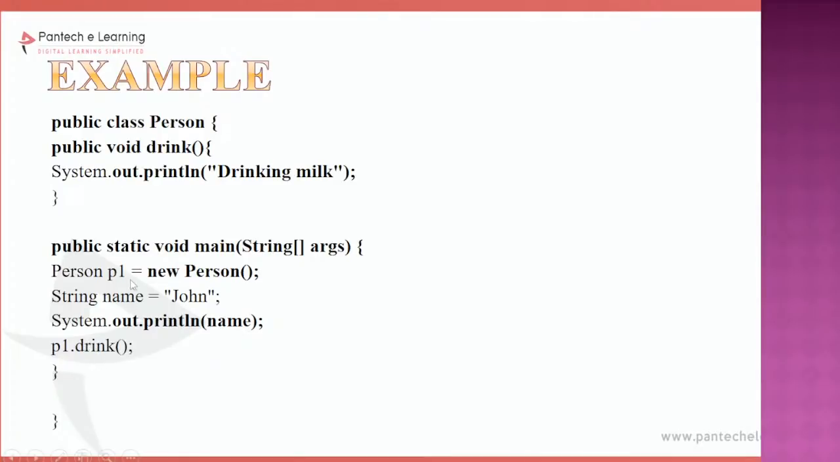Whichever member variables or member functions I have to call, I call them using the dot operator. So I am just calling this drink function. Are you clear with this? This is how a basic Java programming structure looks.